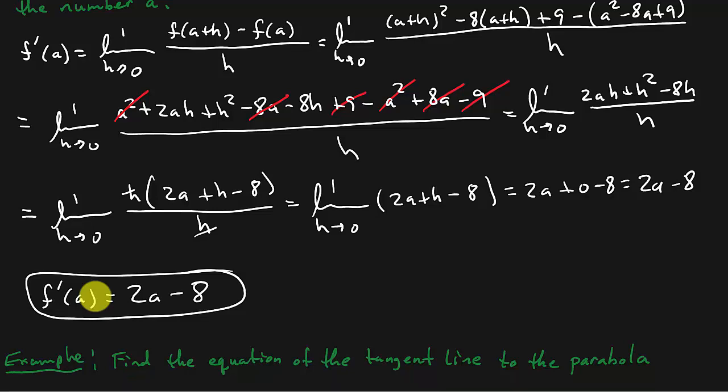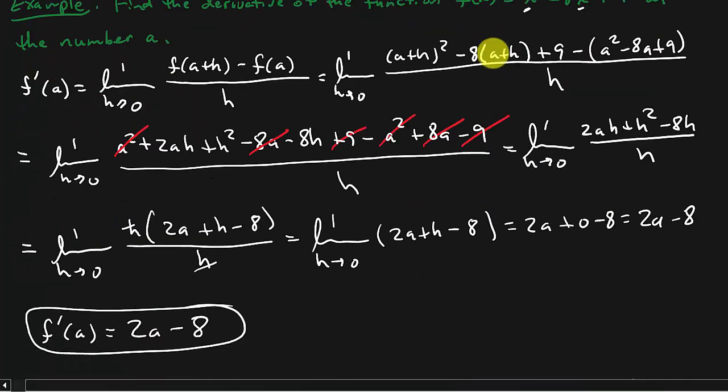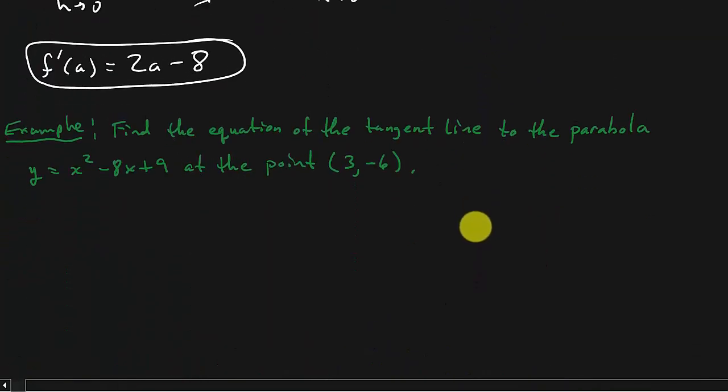And really, if you get this, then the next video or the next section in your calculus class is going to be pretty easy, because it's this, but instead of a, it's going to be an x there. All right, so here they want us to find the equation of the tangent line to the parabola y equals x squared minus 8x plus 9 at the point 3, negative 6.